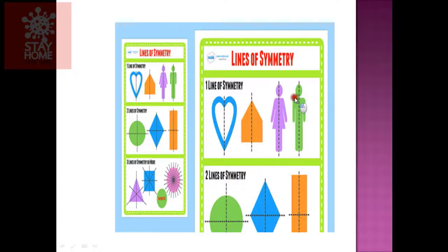These are all lines of symmetry. These are the 2 lines of symmetry. Some diagrams have 2 lines of symmetry. Some diagrams have only 1 line of symmetry. For example, if I draw a line in the center here, that cannot be the symmetric line. So these diagrams have only 1 symmetric line, as compared to these, which have more than 1 symmetrical line. You can see lots of symmetrical lines in this diagram.